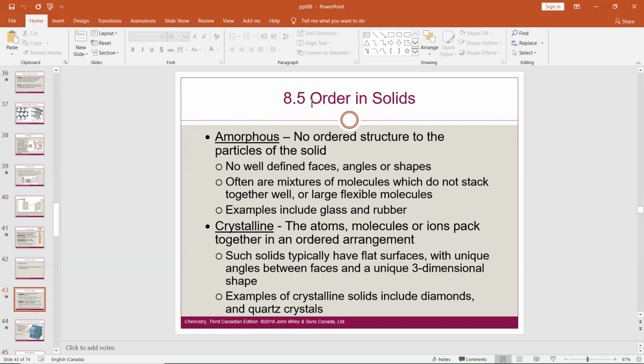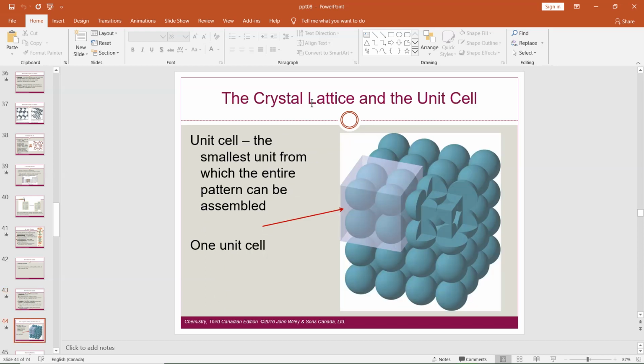Whereas in crystalline solids, the atoms, molecules, or ions are packed together in an ordered arrangement. They have flat surfaces, unique angles between the faces, and a unique three-dimensional shape. Examples of crystalline solids include diamonds and quartz crystals. So there you have it. We'll spend most of the time focusing on crystalline solids.